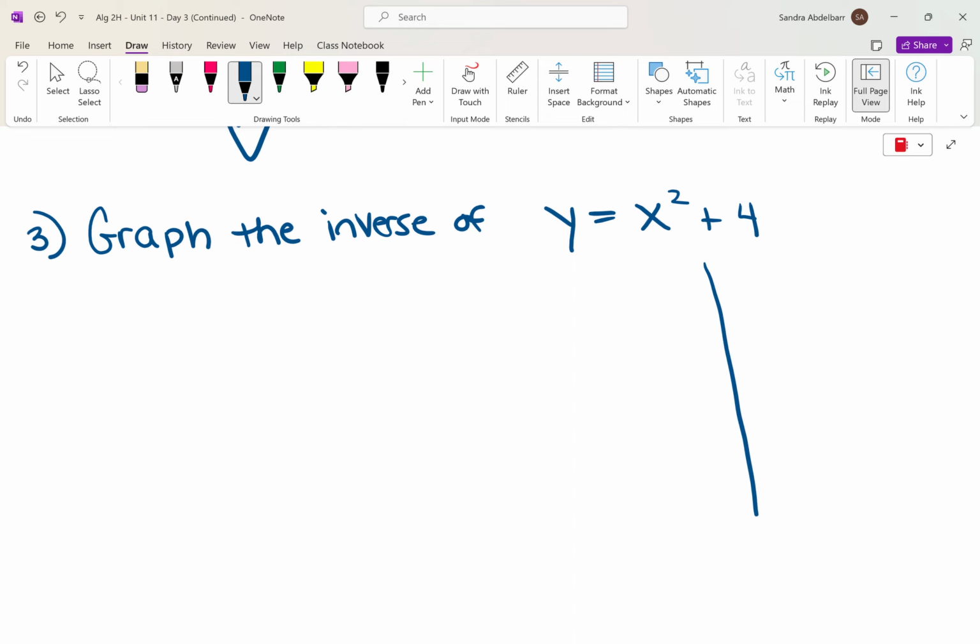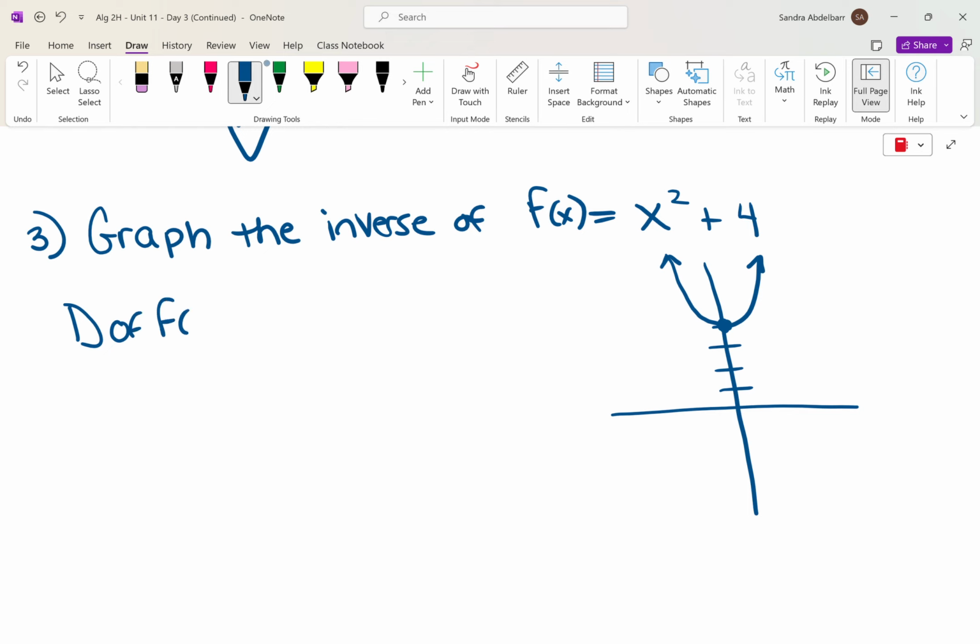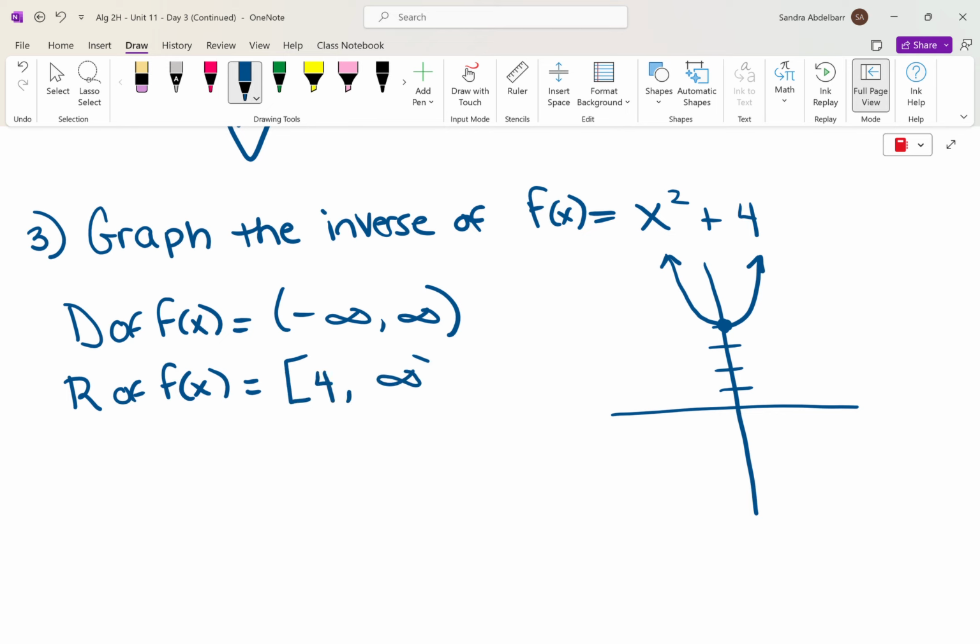So just to get a visual, I'm going to do a quick sketch. And it looks something like that. So now that will help me find my domain and range. I'm actually going to call this f of x. So the domain of f of x will be the infinities, and the range of f of x will be bracket 4 to infinity.